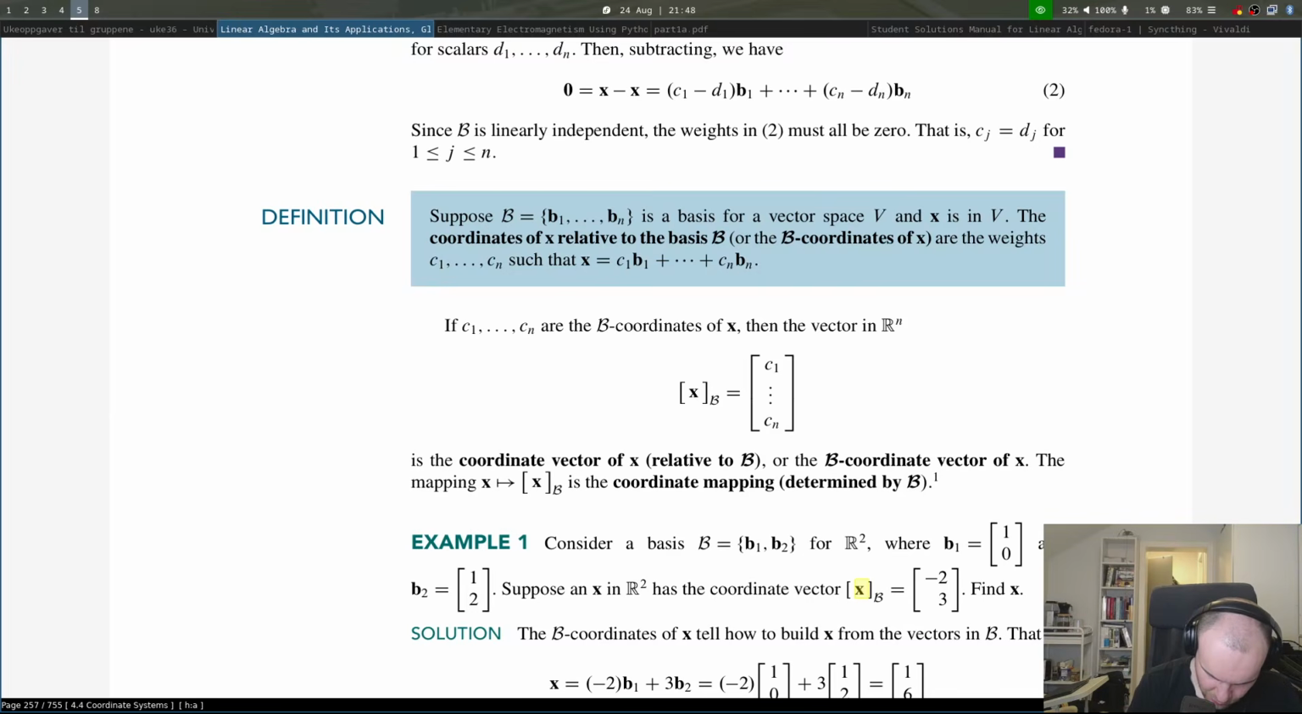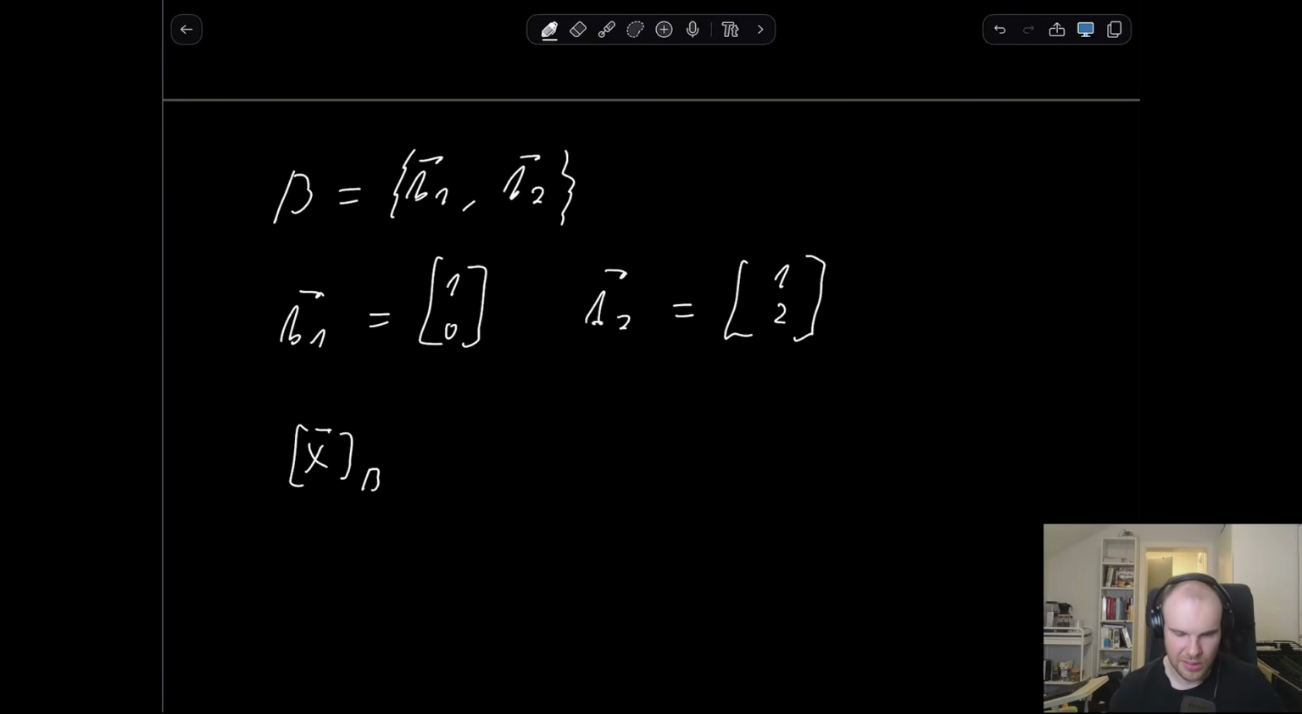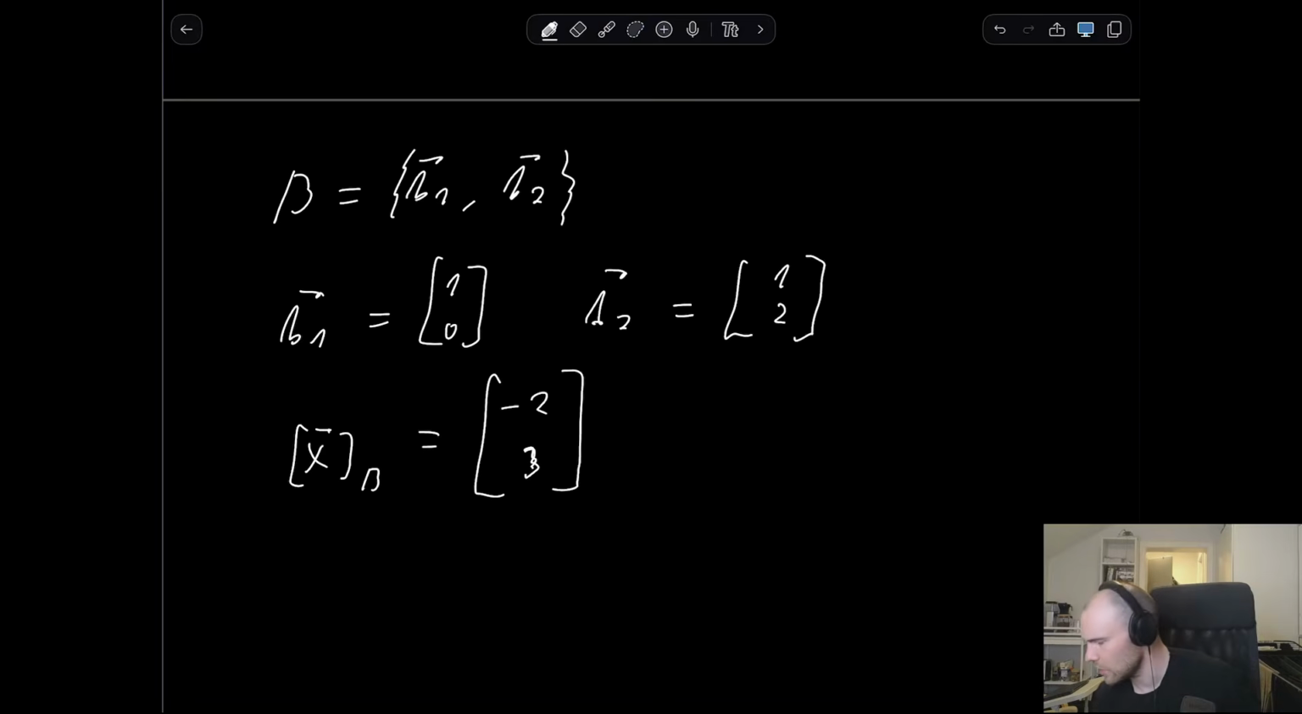And what did I have? Yeah, so that coordinate [X]_B, just like that, is equal to minus 2, 3. Okay, so I have [X]_B there. Okay, and those are our coordinates, right?